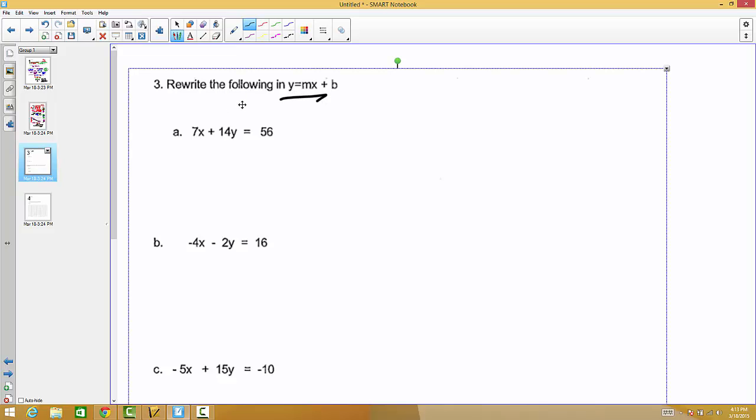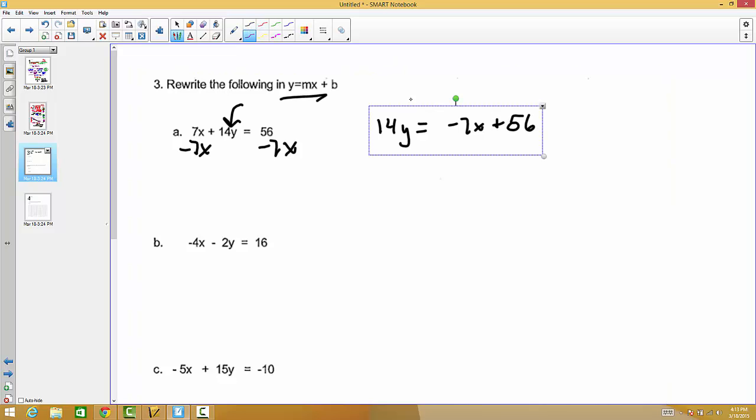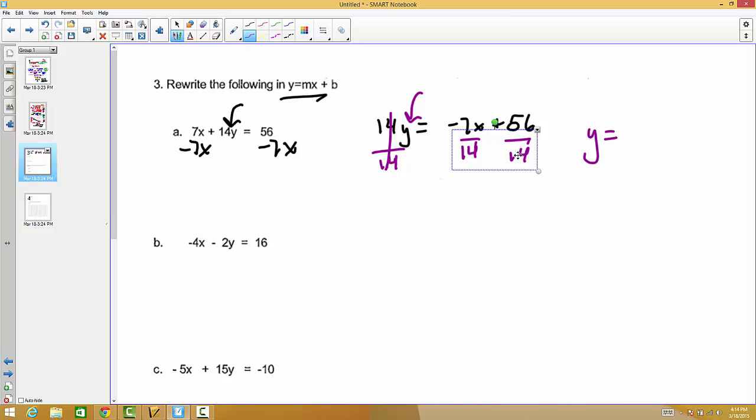Y equals mx plus b. We want to get this y totally alone. The first thing you're going to move is the 7x. You're going to move that from both sides. So 14y equals negative 7x plus 56. Okay, now you still want to get this y alone. So you need to get rid of that 14. You're going to do that through division. What you do to one term, you have to do to every single term because you're multiplying or dividing. So y equals negative 7 over 14, which is the same thing as negative 1/2, or also the same thing as negative 0.5. And 56 divided by 14 is the same thing as 4.